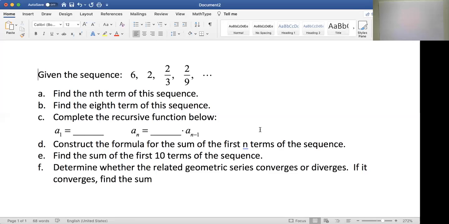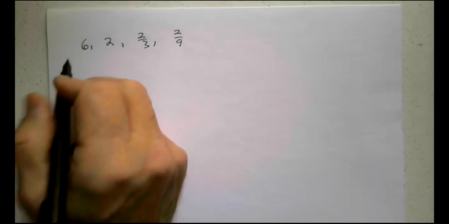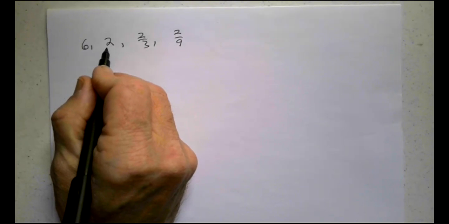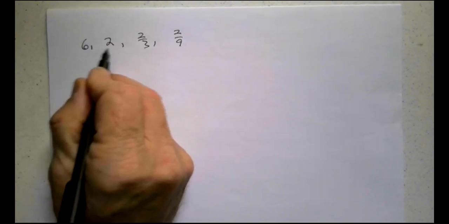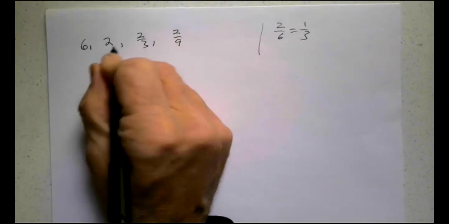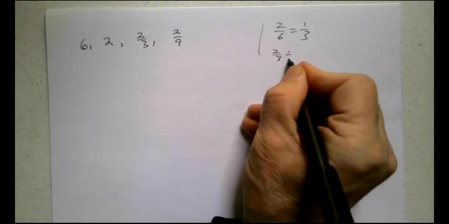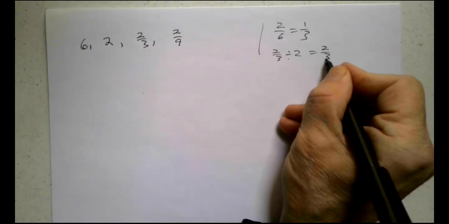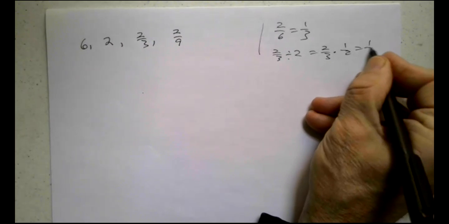Okay, this question: we are given the following sequence that starts 6, then 2, then 2/3, then 2/9. And what kind of a sequence is this? Well, to get from 6 to 2, you have to multiply by 1/3, right? 2 divided by 6 is 1/3. 2/3 divided by 2 is 2/3 times 1/2, which is 1/3.